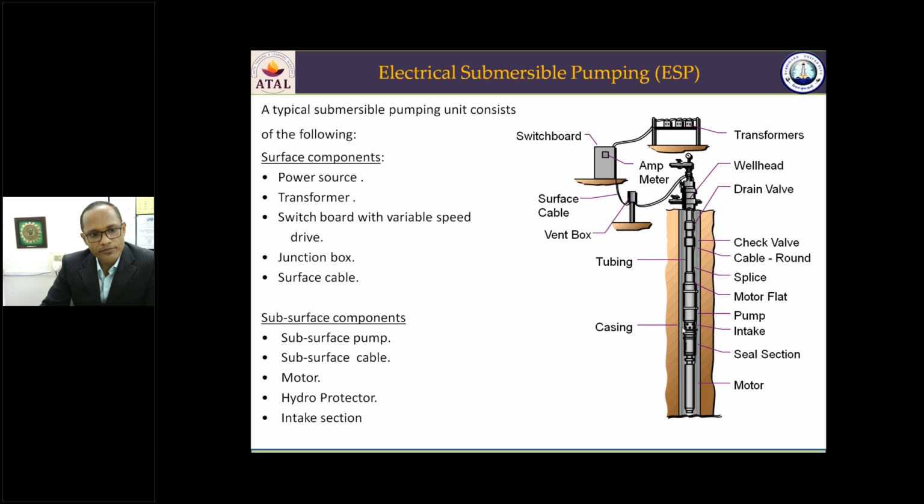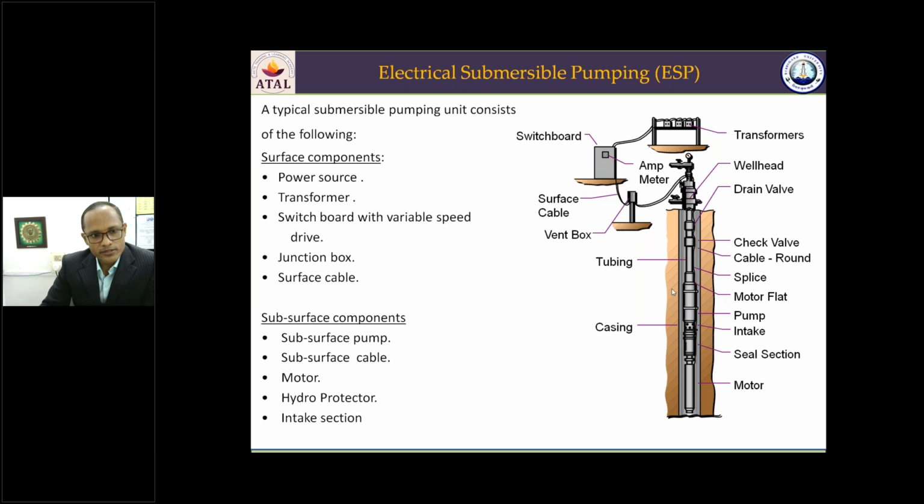Now above the seal section, we have the intake section. Intake section means where the well fluid enters. The well fluid enters here. It is below the pump. In this intake section, we have the bottom hole separators. Like the SRP, here also the bottom hole separators are installed. The function of these separators, as I told you, is to remove the gas that is coming along with the fluid, so that only gas-free liquid enters the pump.